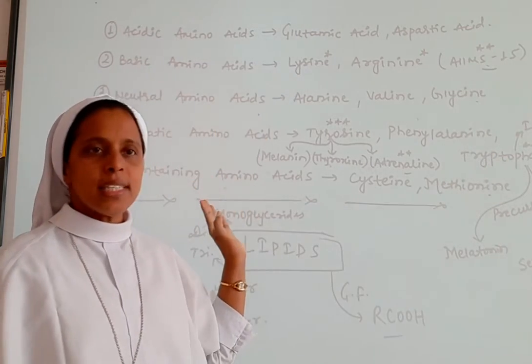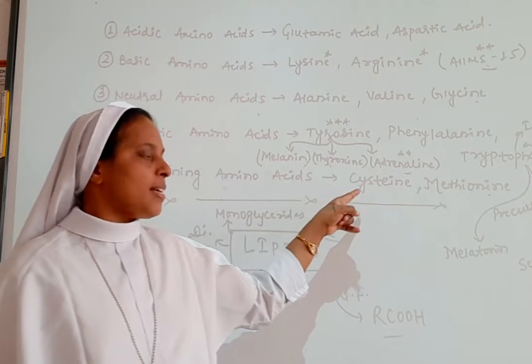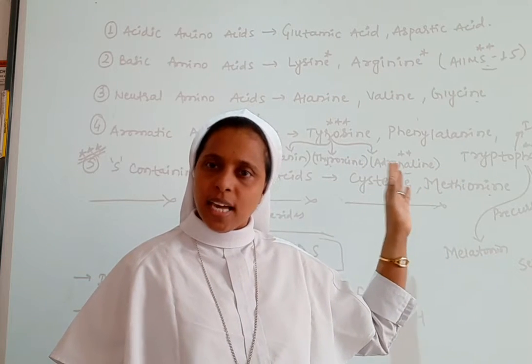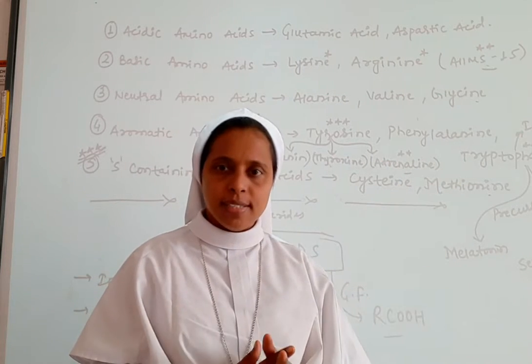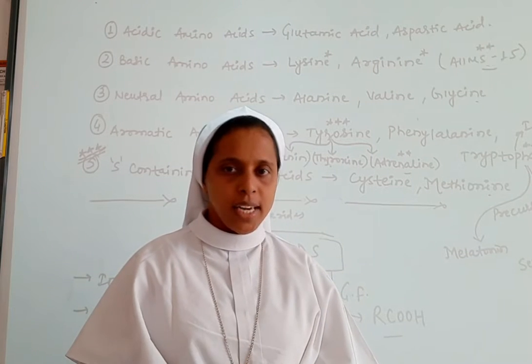Then the amino acids that contain sulfur are also very, very important. What are they? Cysteine and methionine. Cysteine and methionine are the sulfur containing amino acids. This is also a very, very important question: which are the sulfur containing amino acids?